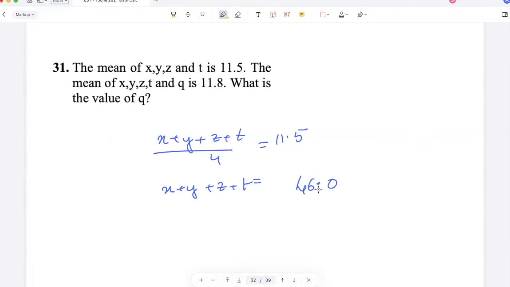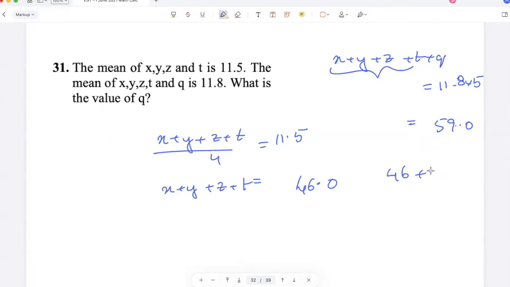Now the mean of these 5 numbers is 11.8. So x plus y plus z plus t plus q is 11.8 into 5, which is 5 8s are 40, 55 plus 4, 59. And x plus y plus z plus t is 46. So 46 plus q is 59. So q is 59 minus 46. So that is 13. So the value of q is 13.